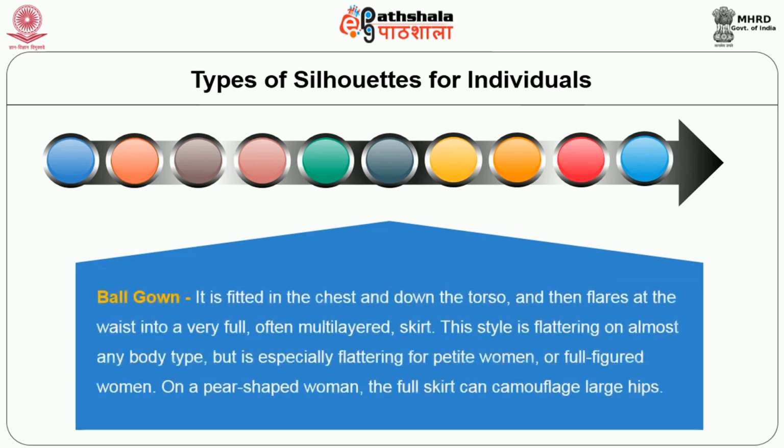The first one is ball gown. It is fitted in the chest and down the torso and then flares at the waist into a very full, often multi-layered skirt. This style is flattering on almost any body type, but is especially flattering for petite women or full-figured women. On a pear-shaped woman, the full skirt can camouflage large hips.